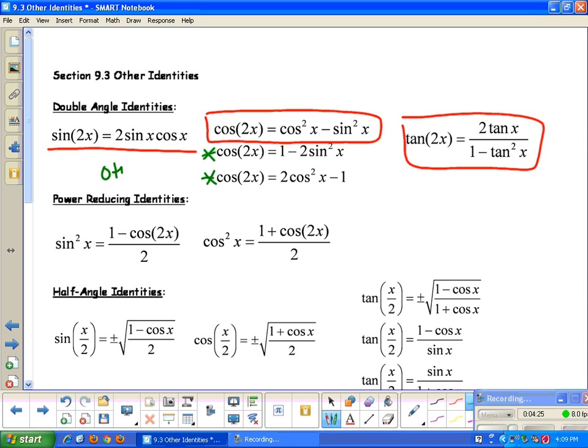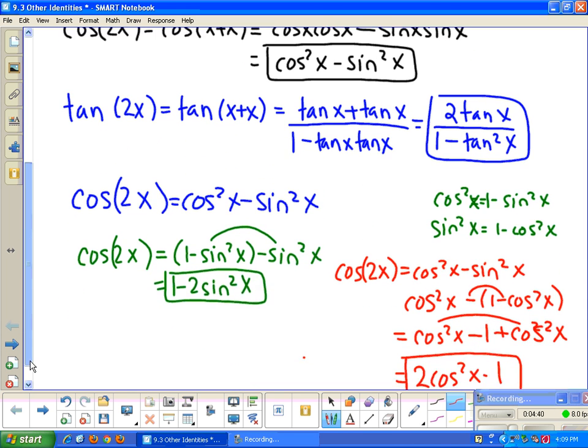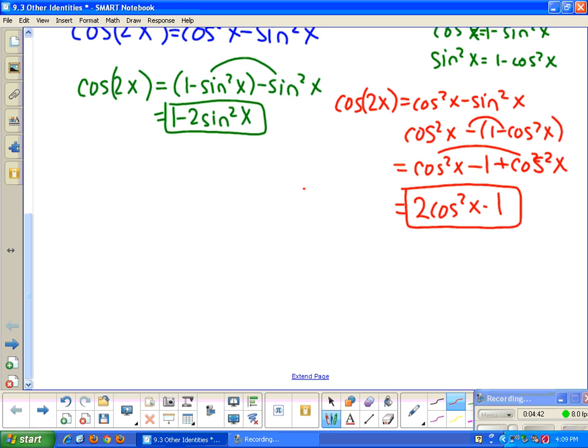These are other forms. They're not the traditional form for cosine double angle, but we use them a lot, so you need to know those just like we need to know the other Pythagorean identities. Now, from this, we can then also derive our power reducing identities.